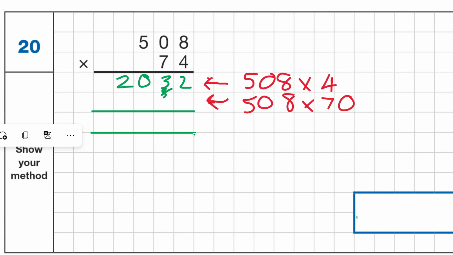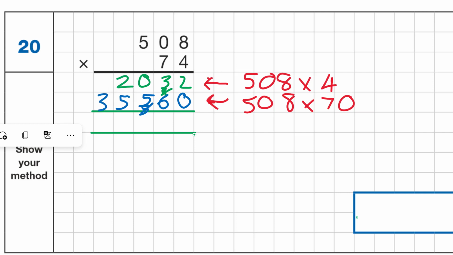Now, when I go to my next line, I'm going to just use a different colour. I need to put a placeholder in. And we now do 8 times 7 is 56. Carry my 5. 0 times 7 is 0, but I need to add that 5. So that becomes a 5. I'm going to cross that carried 5 out. 5 times 7 is 35.